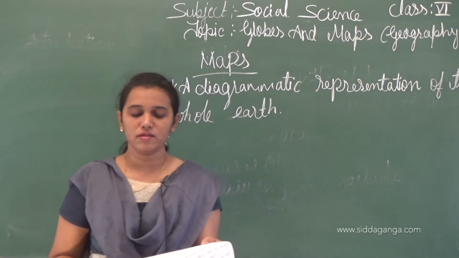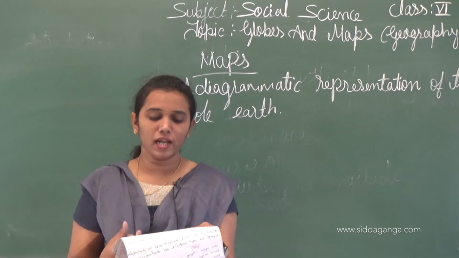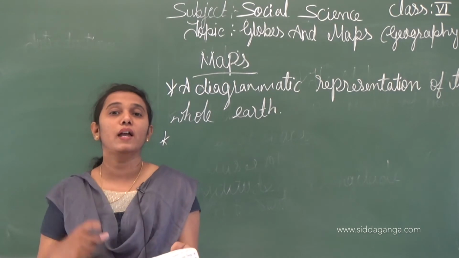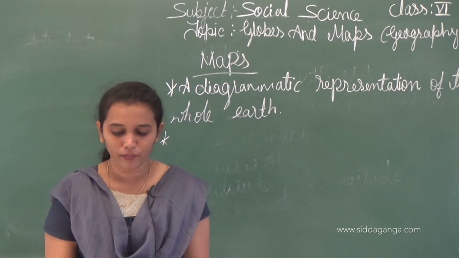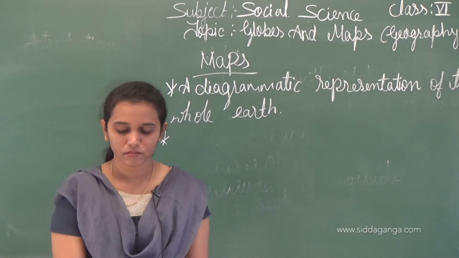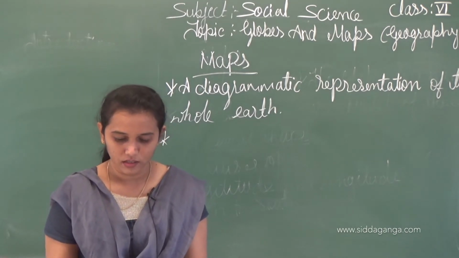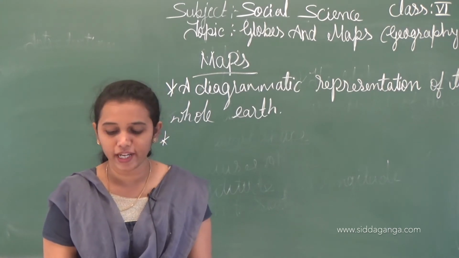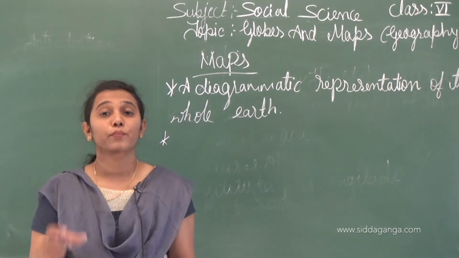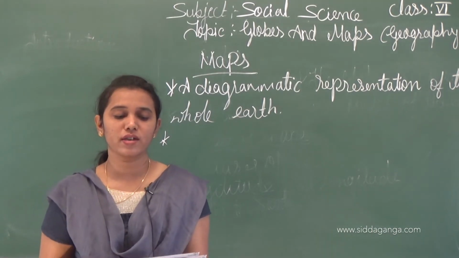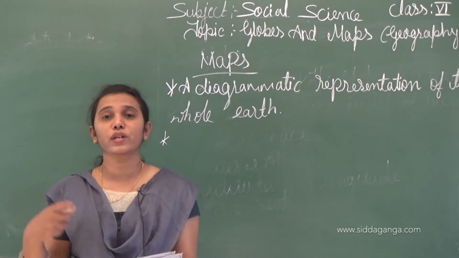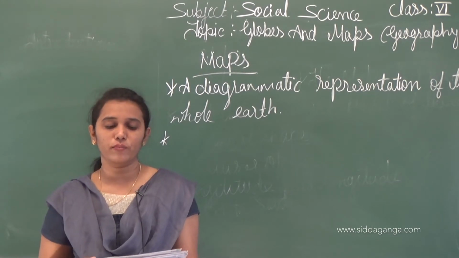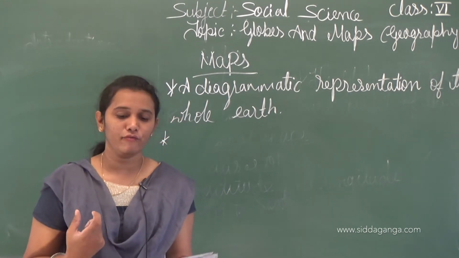The globe gives us general information, but a map gives detailed information, because in the future we will learn and get all the information: political, physical, land surface, minerals, resources, etc. When we use a globe, you cannot get all this information. A map gives very detailed information children.